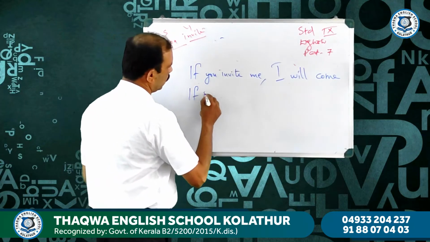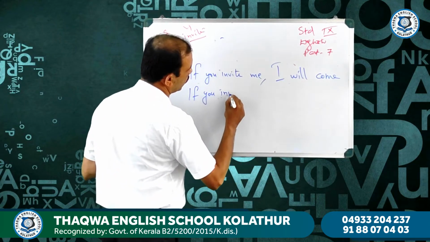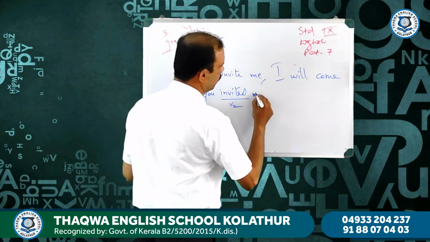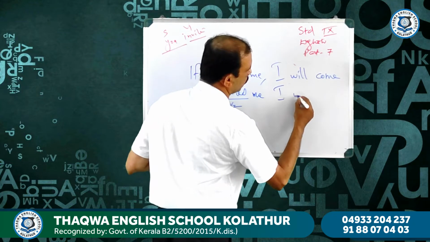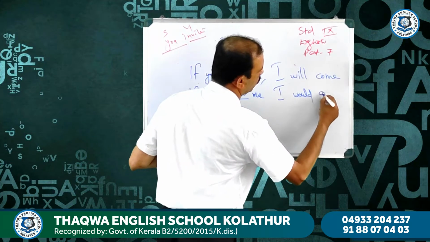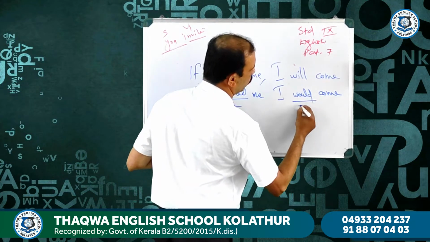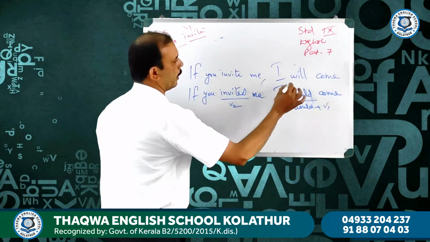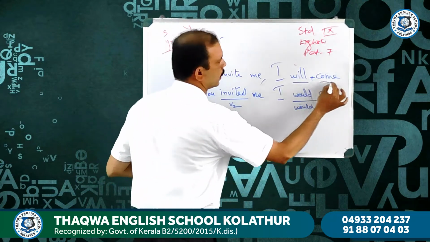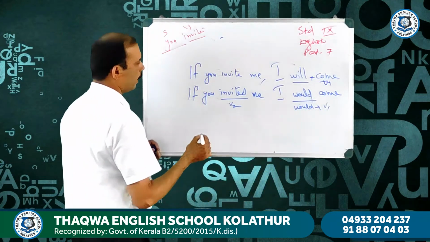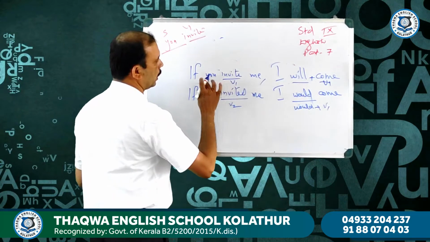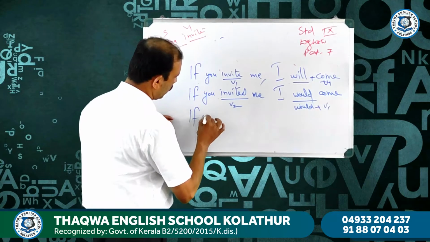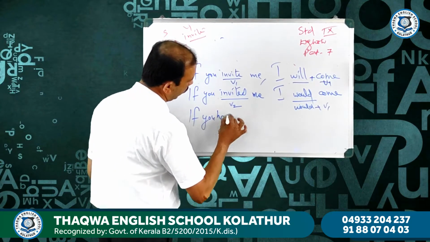ഇനി ഇത് തന്നെ നമ്മൾ if you invited എന്നാക്കി വിചാരിക്കുക. So what happens? This is verb 2, that is simple past. What will happen? ഐന് ശേഷം വില്ലിന് പകരം would come എന്ന് വരും. So would plus verb 1 here, and will plus verb 1 there, which is also verb 1. Okay, now here it is verb 1, that is you invite, simple present. Next, the last type പറയുന്നത് if you had invited.